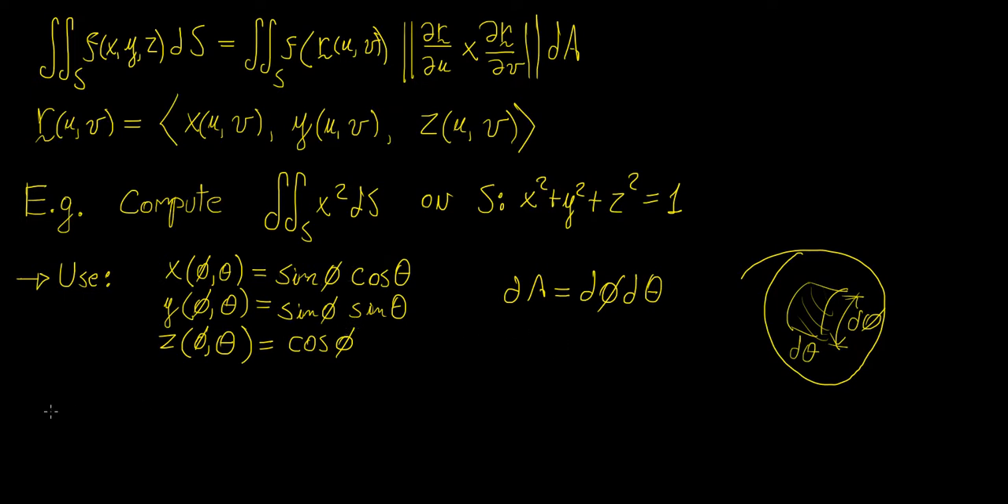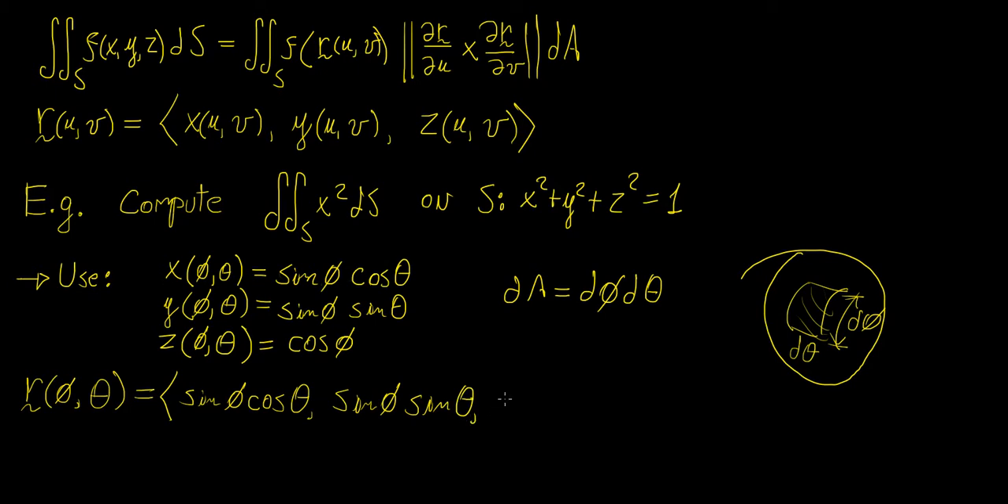Now, at this point, we need to write down the parametric surface. So this is going to be in terms of those two parameters, phi and theta. Now we're going to put x, y, and z here. This one is going to be sine phi cosine of theta. This one is going to be sine phi sine theta. And the last one is going to be cosine of phi. And now the whole idea is to calculate this magnitude here.